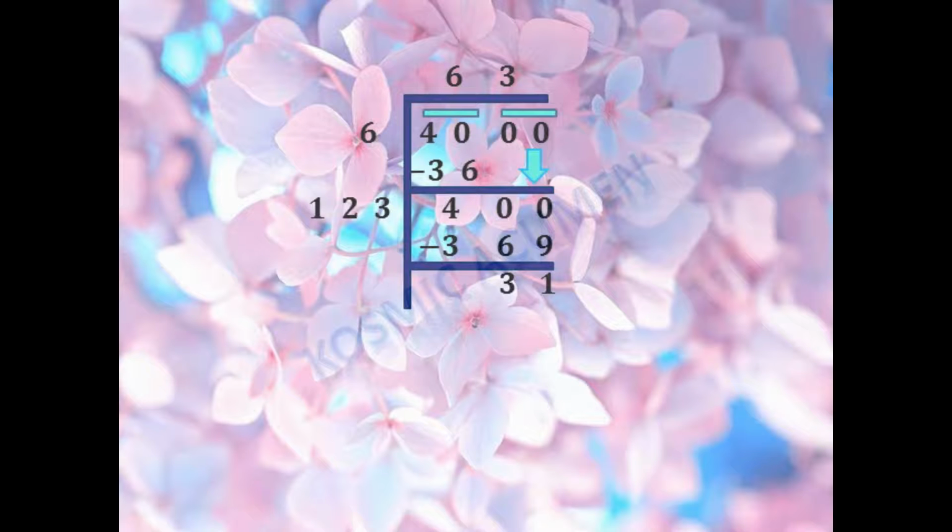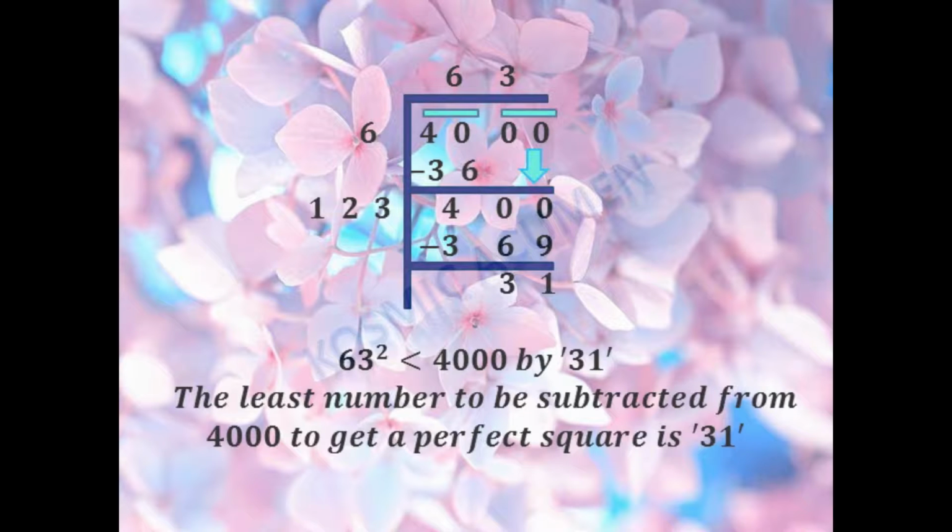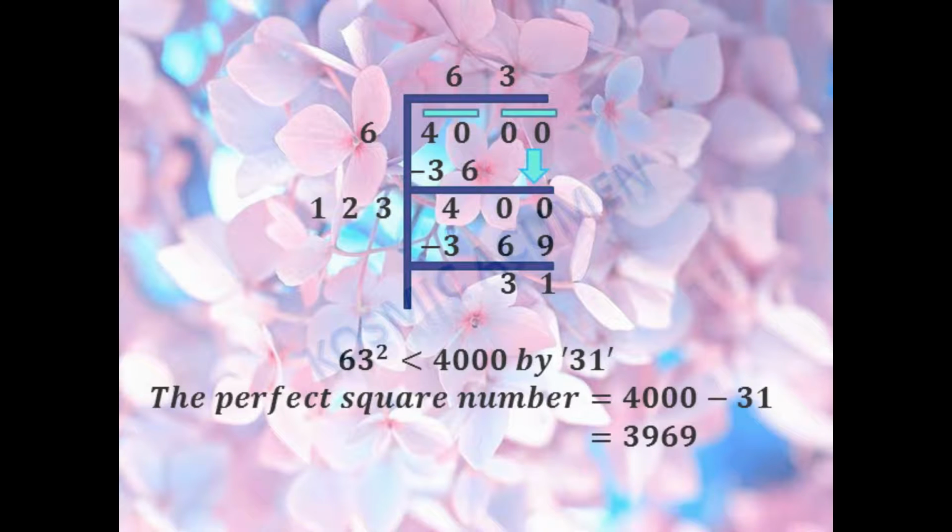And I see that 123 multiplied by 3 will give me 369. Now when I subtract 369 from 400, I get 31. So I know that 31 is the number that must be subtracted from 4000 so that I get a perfect square number. And what is that perfect square number? It is 3969 and its square root is 63.